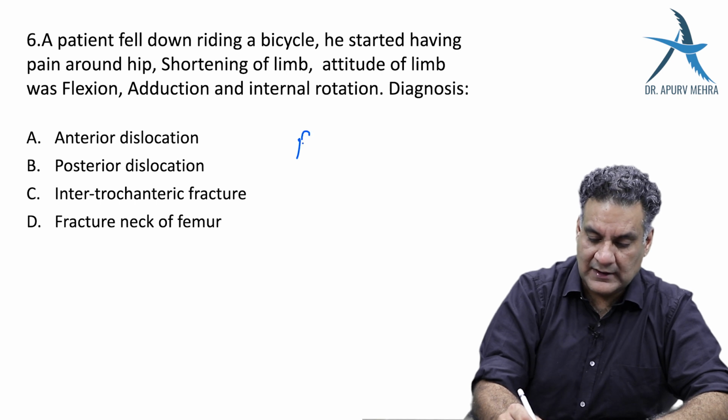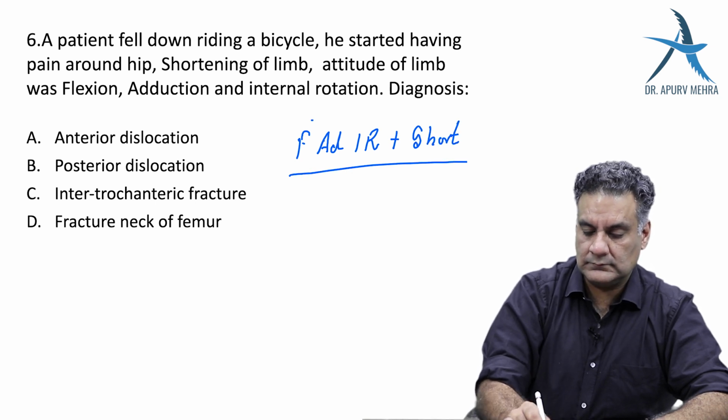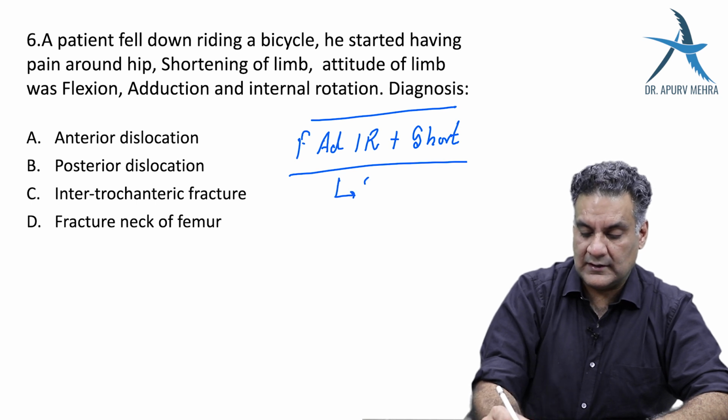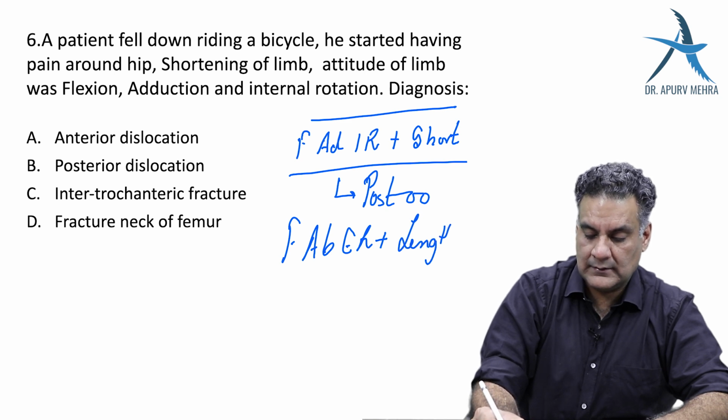Patient had a fall, started with pain around the hip, shortening, flexion, adduction, internal rotation. So if they mention FADIR, flexion, adduction, internal rotation in the lower limb, along with shortening, your answer is going to be posterior dislocation. If they mention classically flexion, abduction, external rotation along with lengthening, your answer is going to be anterior dislocation.